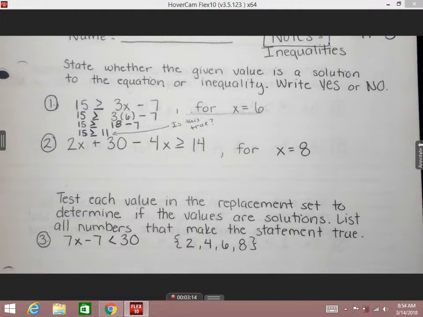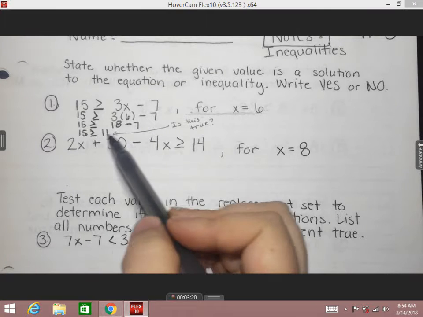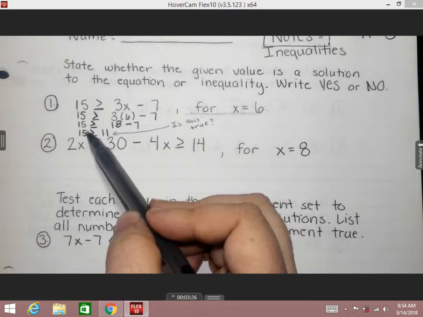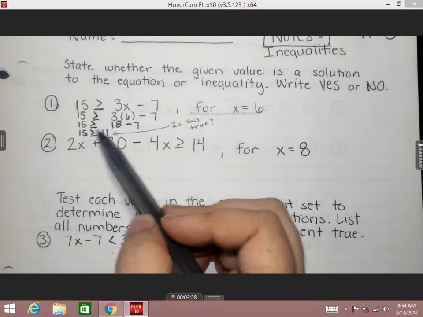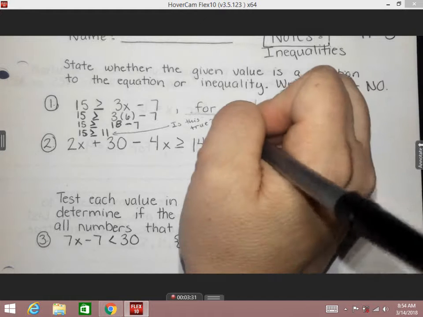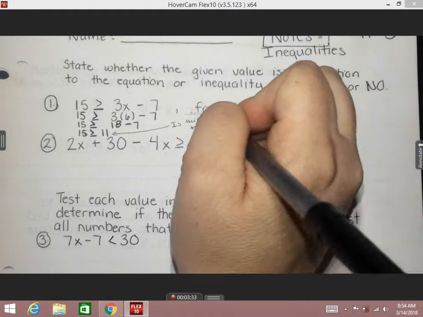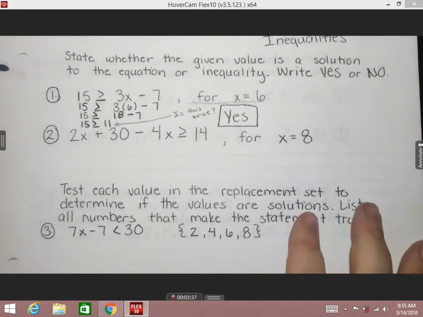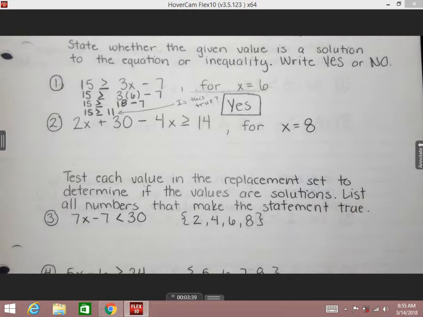The other way that we do that kind of quickly is, remember, think about the alligator. The alligator has to eat the big number. Is that what's happening here? Yeah, is 15 greater than or equal to 11? Absolutely, because my alligator is eating the biggest number. So is this true? Yes. So is 6 an answer for x? Yes. Okay, so that's all we're doing here.